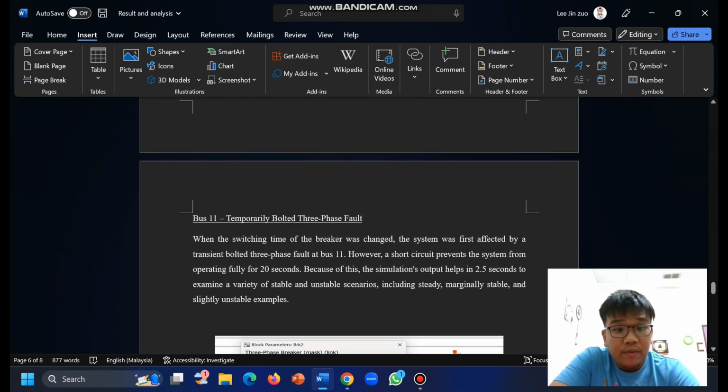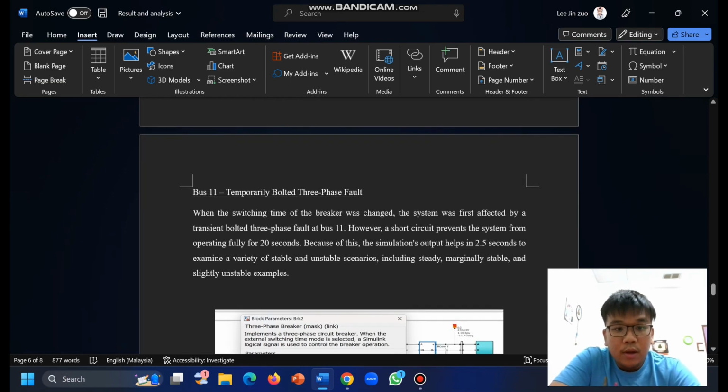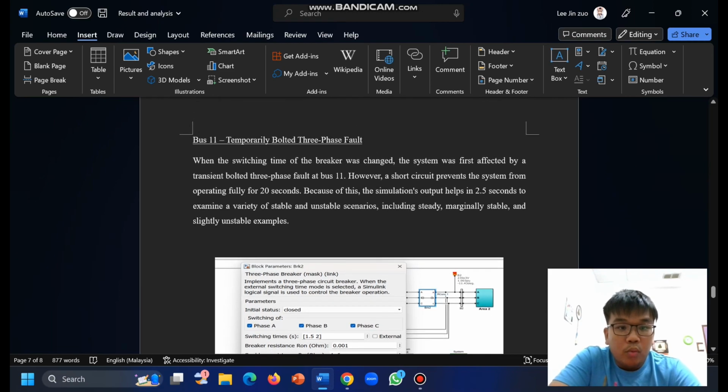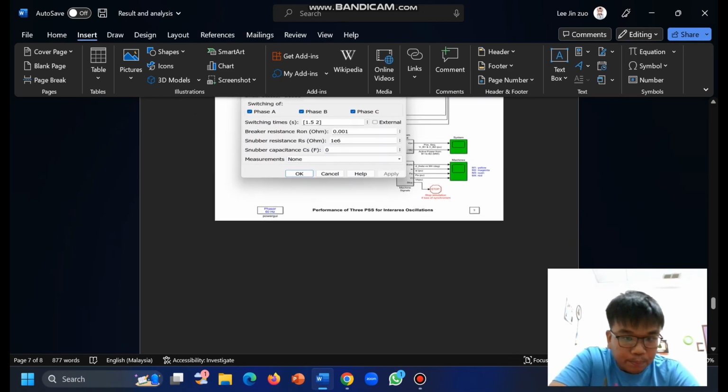The next one is the bus 11 temporary fault, where here is the condition. When the switching time of the breaker was changed, the system was first affected by a transient 3-phase fault at bus 11, however a short circuit prevents the system from operating fully for 20 seconds. Because of this, the simulation output helps in 2.5 seconds to examine a variety of stable and unstable scenarios, including steady, marginally stable and slightly unstable examples.